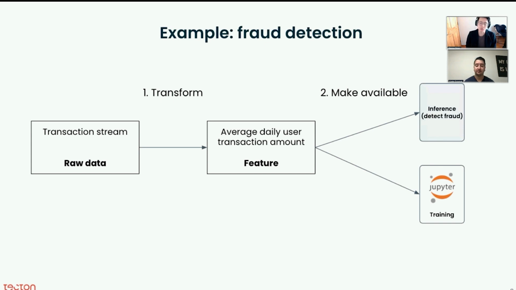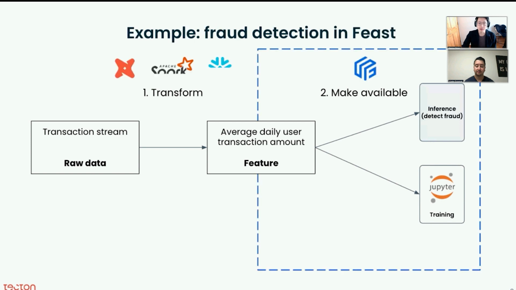And then finally, we want to make that feature available for inference to detect the actual fraud as it comes in, as well as to train a model, right? So before we dive into how you configure Feast and how you make this all set up, I think it's important to understand the bounds of Feast in this diagram.